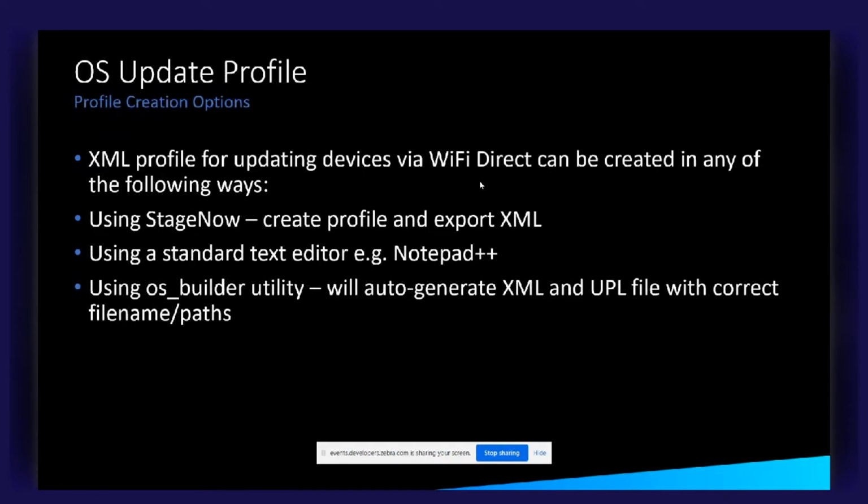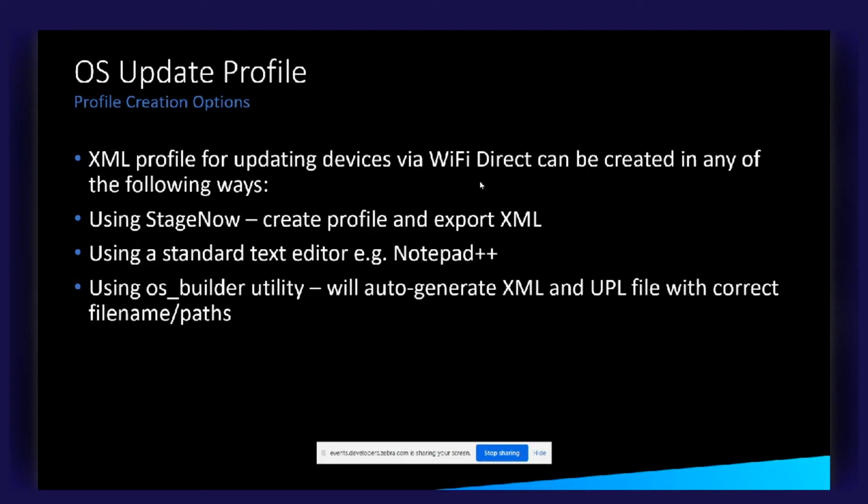So the way this works is we will use an XML profile to update the devices, and that XML can be created in any of the following ways. So you could use StageNow, basically add the CSPs, the blocks that you need in order to download and apply the OS image. So build your profile and then export the raw XML. That would be one way.